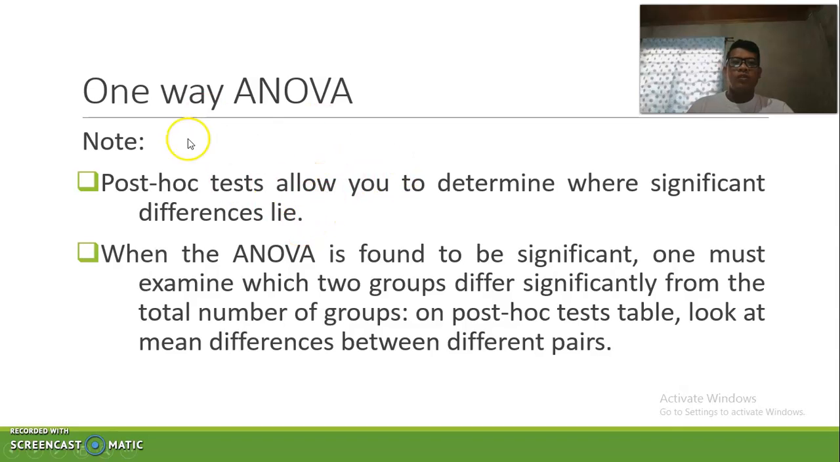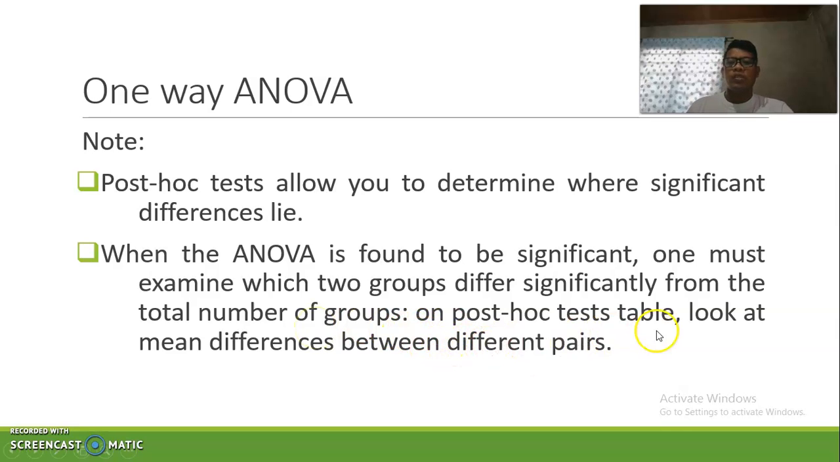We have to take note that post hoc tests allow you to determine where significant differences lie. In SPSS, there is a feature where we can find these post hoc tests to determine which categories have significant differences. When the ANOVA is found to be significant, one must examine which two groups differ significantly from the total number of groups.